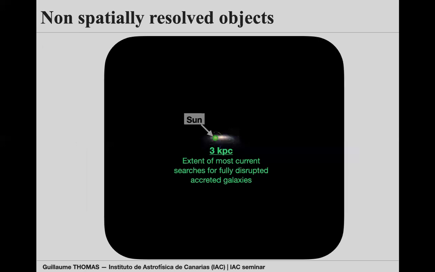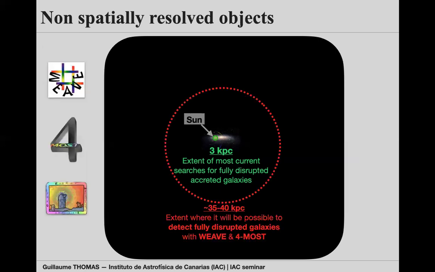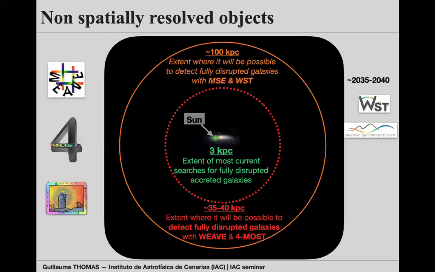So right now we are able to detect these structures in the solar vicinity, typically a volume of 3 to 4 kiloparsec. With the next generation of surveys, with 4MOST and DESI, we'll be able to extend this from 3 kiloparsec to 35, 40 kiloparsec in the first years. Then later on, we'll be able to extend it to 80 kiloparsec. And with the next generation of surveys, really in 2 decades, if they're accepted, we'll be able to extend this radius from a few kiloparsec to more than 100 kiloparsec.